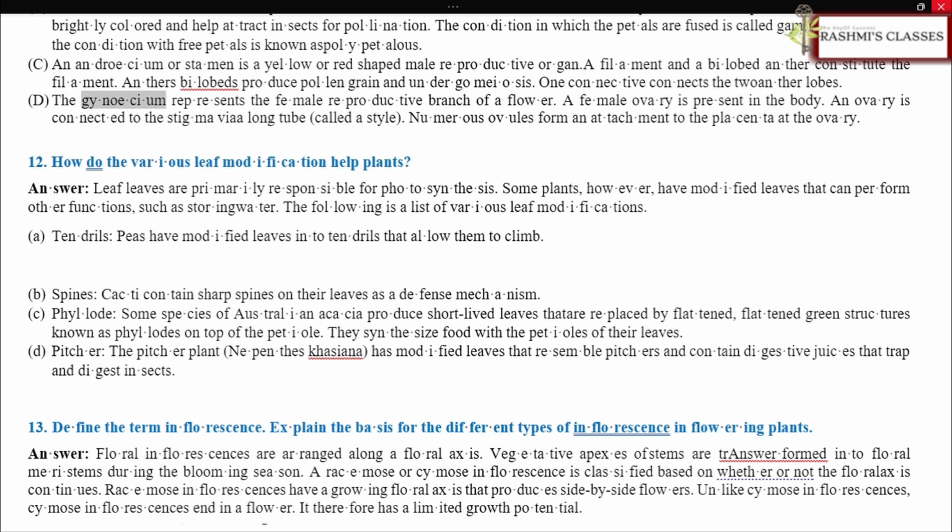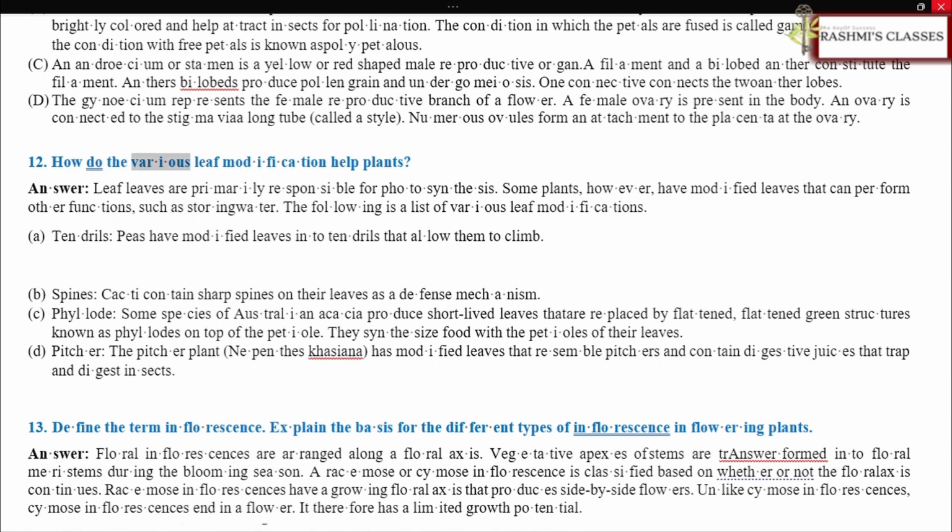The gynoecium represents the female reproductive whorl of a flower. A female ovary is present in the body. An ovary is connected to the stigma via a long tube, called a style. Numerous ovules are attached to the placenta in the ovary.